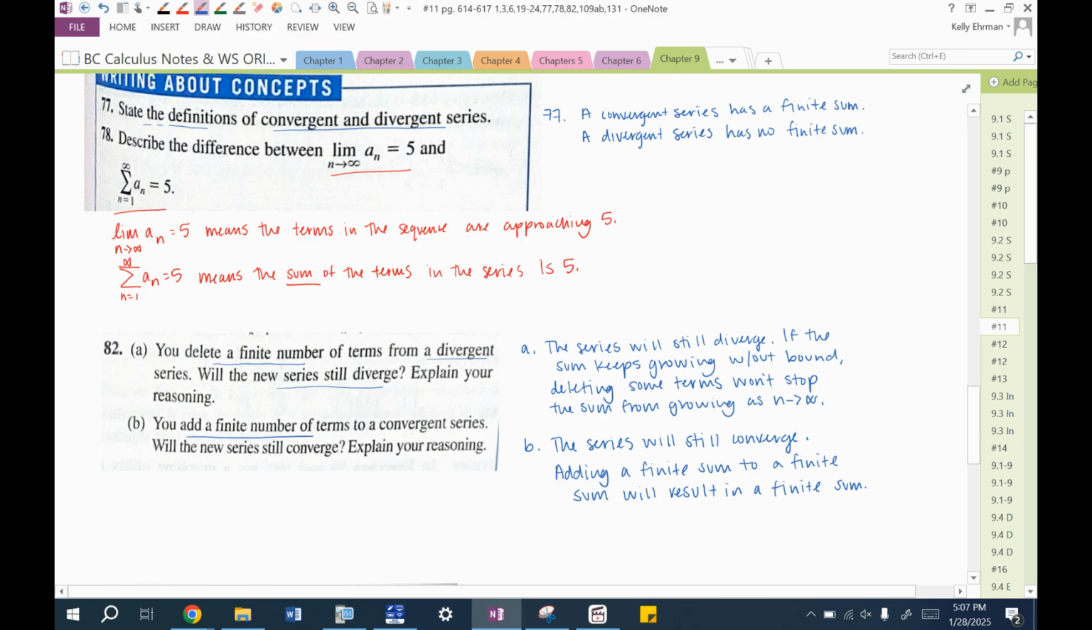Describe the difference between the limit as n approaches infinity of a sub n equals 5 and the sum from 1 to infinity of a sub n equals 5. So the limit, the first one, means that the terms in a sequence are approaching 5, whereas the summation, the sigma, means that the sum of the terms are adding up to 5 in the long run.